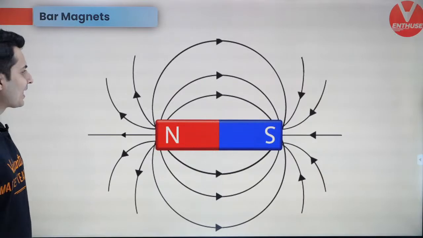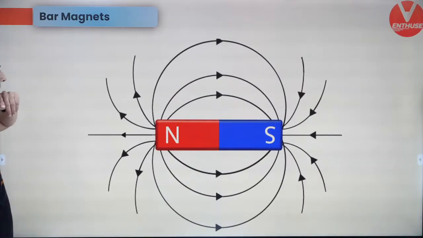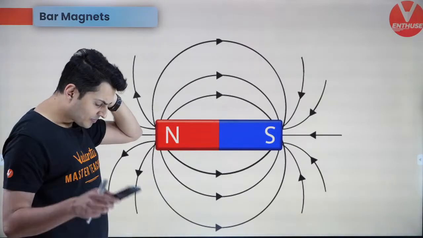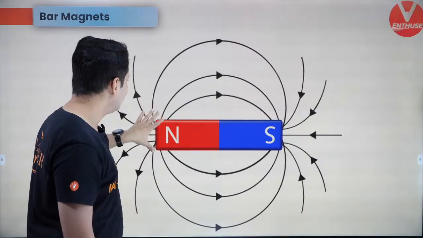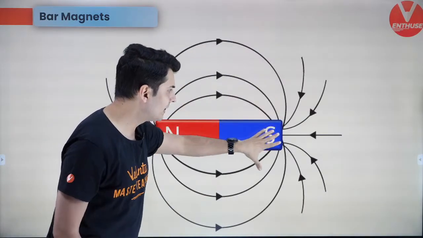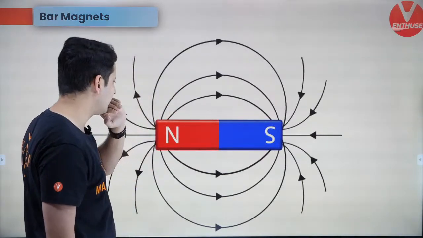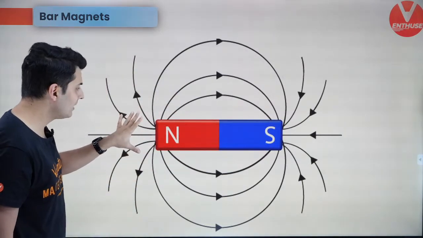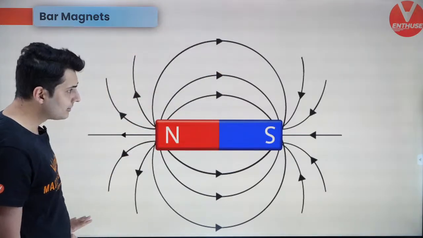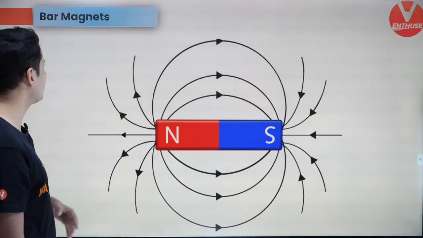All right. Chalo. Now let's talk about bar magnets. Now, I have already told you that the field lines originate from the north, appear to terminate at the south, and continue inside the magnet. The field is very strong here and becomes weak on the sides or far away from it.